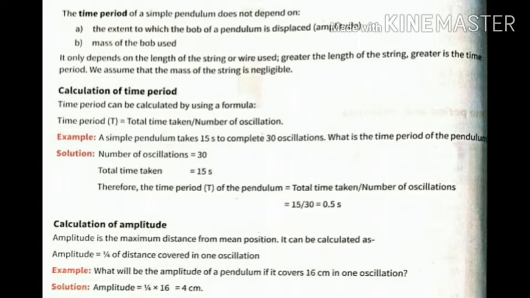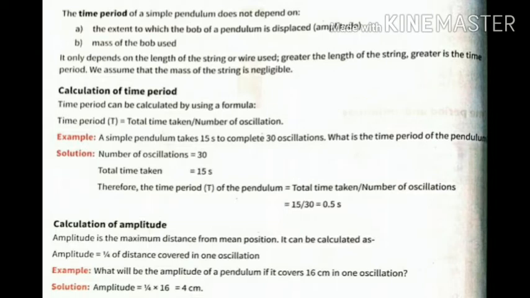Now how can you numerically calculate the time period? If you want to find the time period numerically, then how can you calculate? Here the formula is given: time period is equal to total time taken divided by number of oscillations.